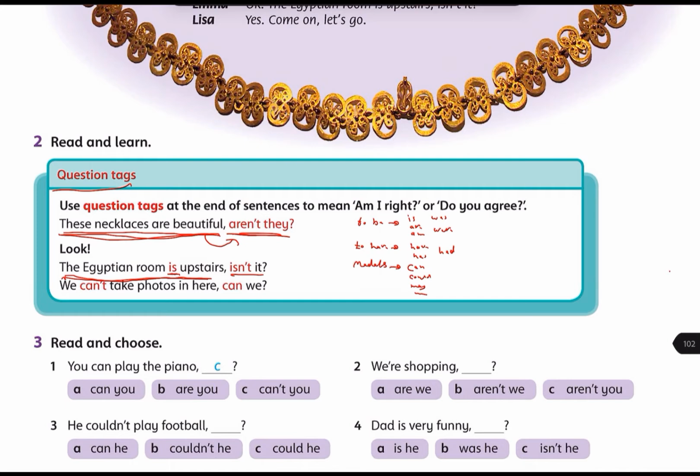Another example, we can't take photos in here. If you look at this sentence, it is negative. If we change it to a question tag, it becomes positive. Can't, we change to can. From positive to negative, negative to positive. It's like that. We can't take photos in here. We use this modal verb can at the beginning, then the subject. Can we?